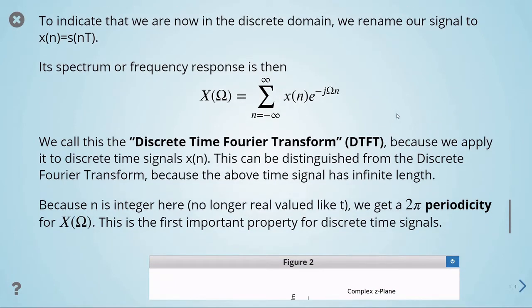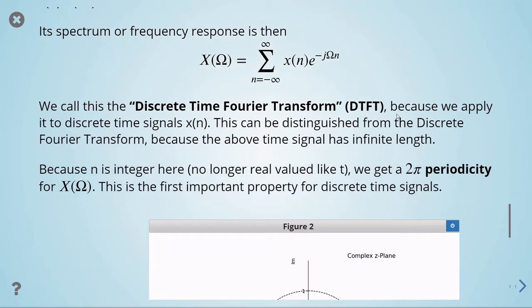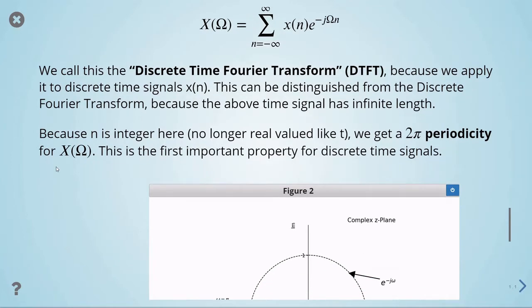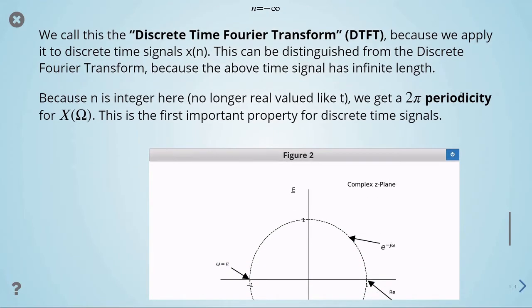As n is an integer here, so it's not a real value like t, we have a 2 pi periodicity for the frequency response. So this is a very first important property of discrete time signals, that they have 2 pi periodicity for capital X and capital omega.